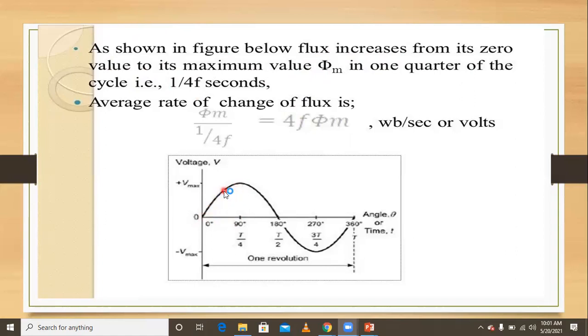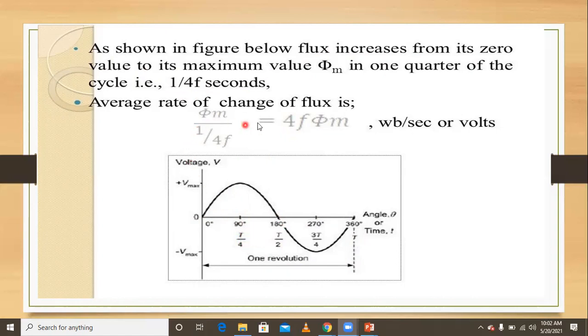Also, the total time period is called T, from 0 to T. Here 360 degrees is the total time period T. Half of the time period is the half cycle, T by 2, and the quarter cycle is T by 4. Time and frequency are inversely proportional, so 1 by T is equal to 1 by f. That's why one quarter cycle takes 1 by 4f seconds.